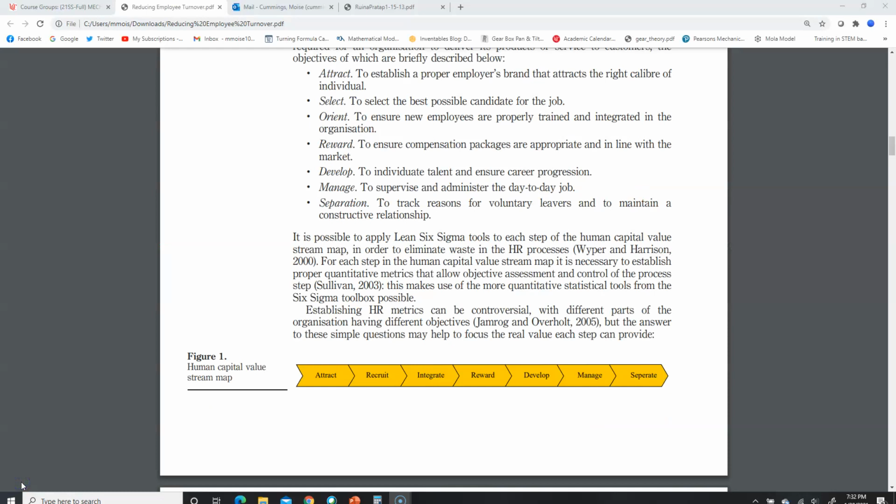Now, going back to the actual case study, the PDF, I want you to take note that they did have a value stream map down here at the bottom of page 3. So here you can see their value stream map. They start off with attracting the human capital. They went to recruit, integrate, reward, develop, manage, and separate. So that's the value stream map that they started off with.